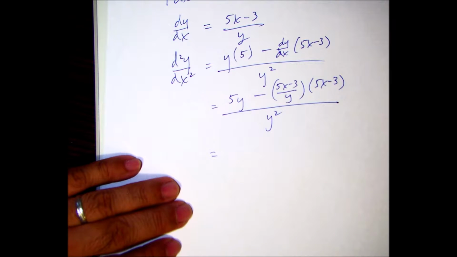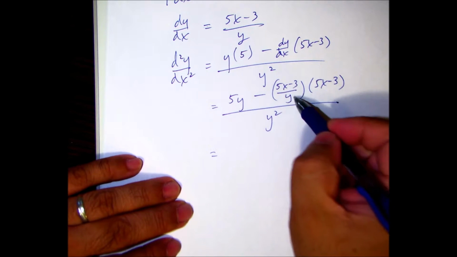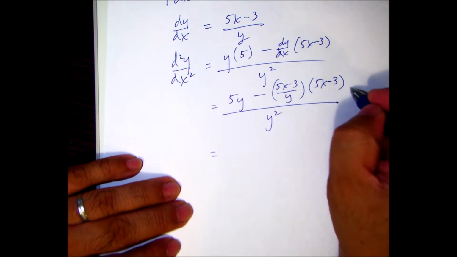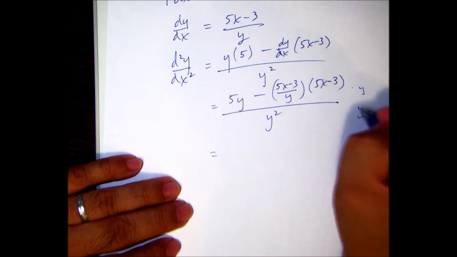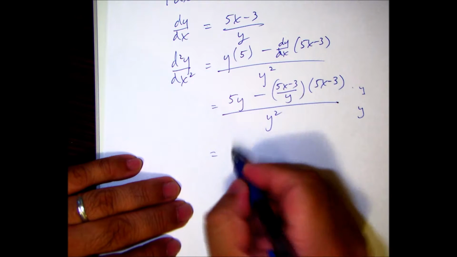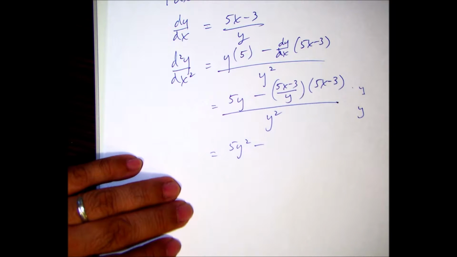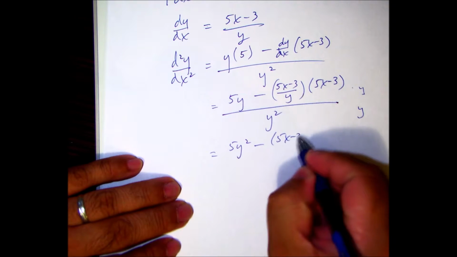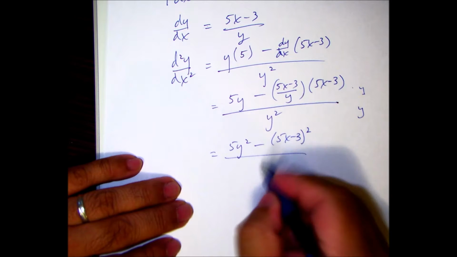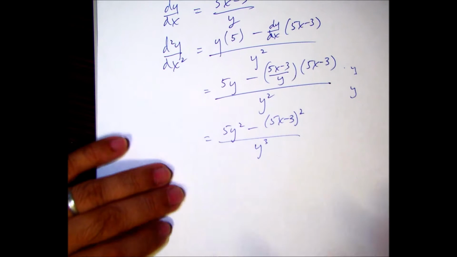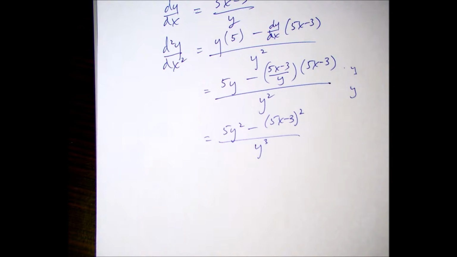Alright, we don't like the idea of having this fraction here. So what I'm going to do is multiply numerator and denominator by y. Right? When that happens, we get 5y squared minus, now it's just 5x minus 3 quantity squared, all over y cubed. I don't think it's worth cleaning up any further than that, so I'm leaving it alone.